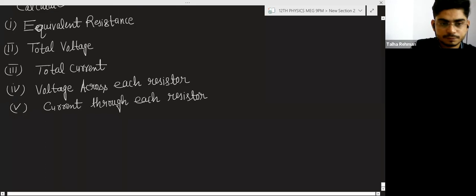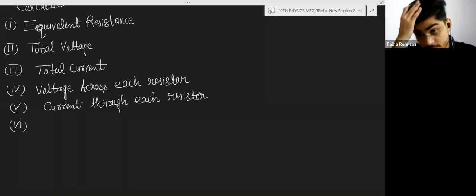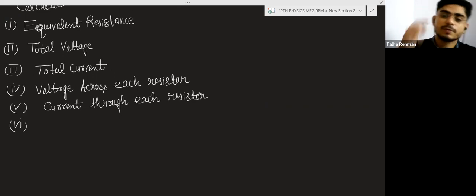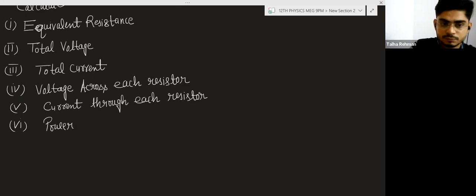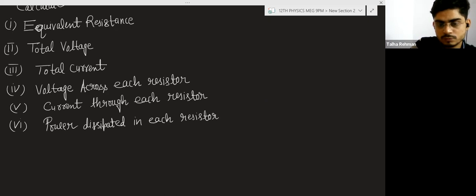Sixth part, power dissipated in each resistor and total power dissipated.